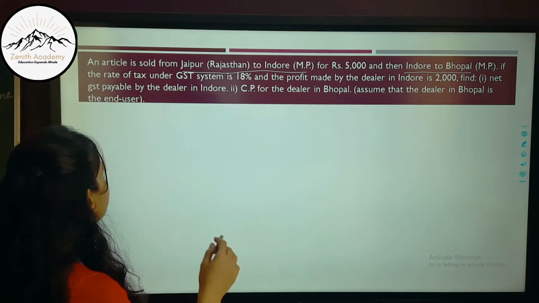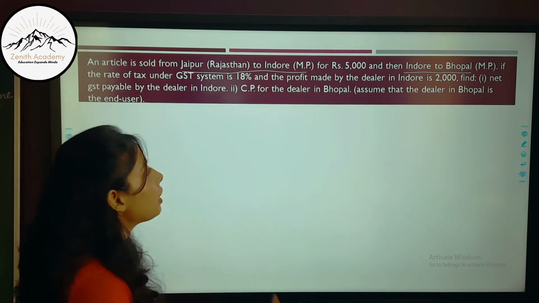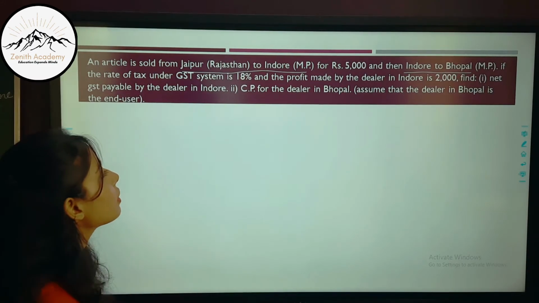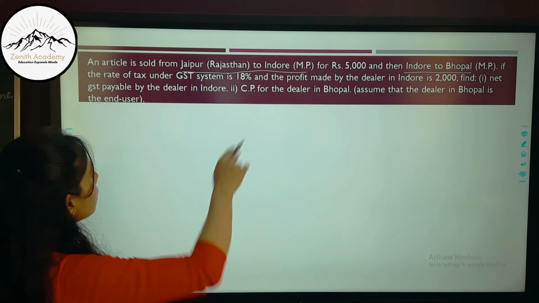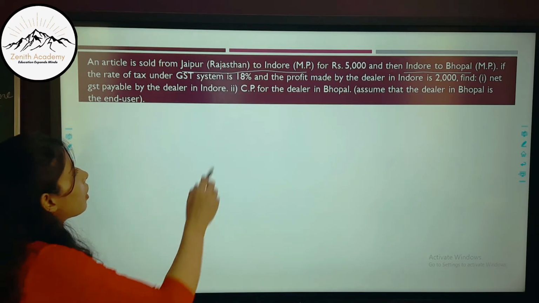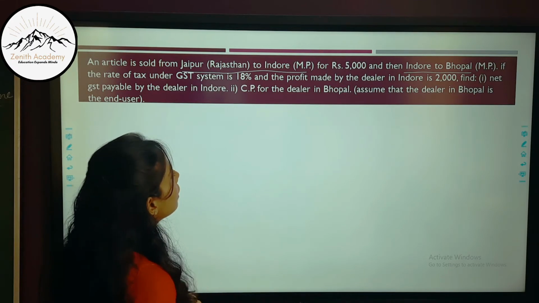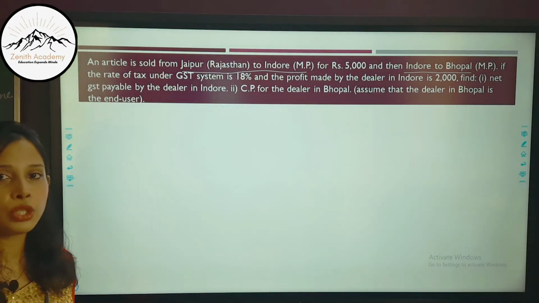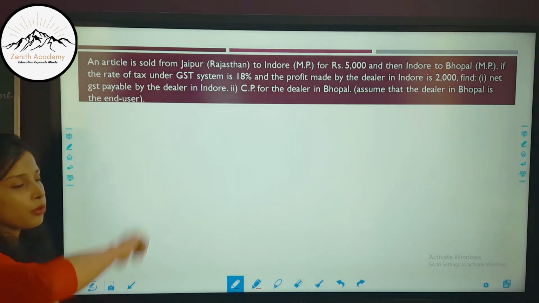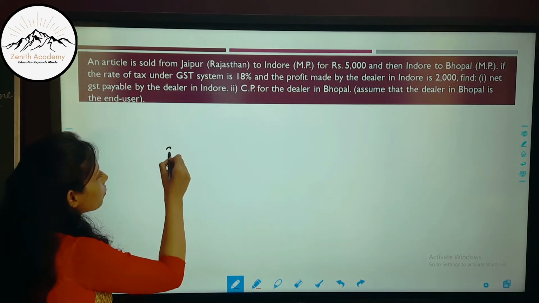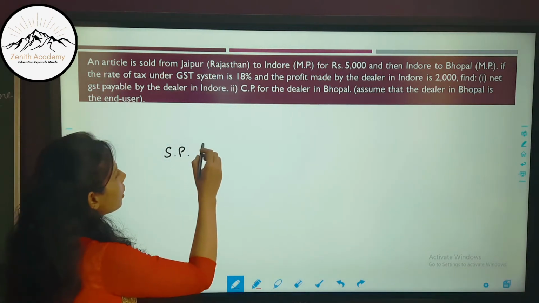If the rate of tax under the GST system is 18% and the profit made by the dealer in Indore is 2,000, find the net GST payable by the dealer in Indore, and the CP for the dealer in Bhopal. Assume that the dealer in Bhopal is the end user. Now it is saying the article is sold from Jaipur. Since it is from Jaipur, it will attract IGST because it is an interstate transaction.